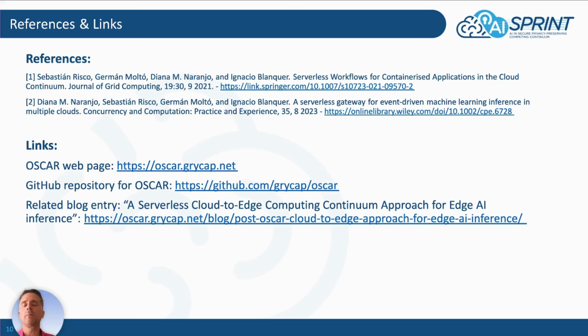Now, if you are more interested into this framework, you can check both the Oscar webpage and the GitHub repository for Oscar. It's an open source development under the Apache 2 license. We have also several blog entries, in particular this one that appears in the slide related to the use case that I was showing. And we also have a couple of references in case you want to read an academic contribution. And with this, I finish my presentation.